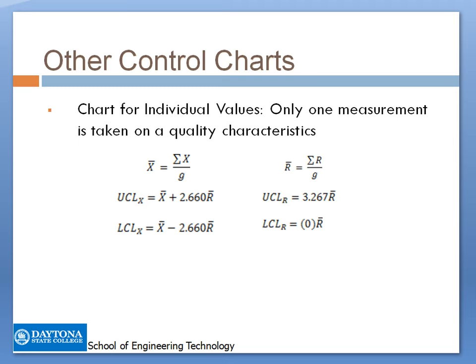We also have the chart for individual values. And this is when only one measurement is taken on a quality characteristic. So here, you have to do the same. You calculate the X bar, the R bar. And with those, you calculate the upper control limit and the lower control limit for both the X and the R chart.